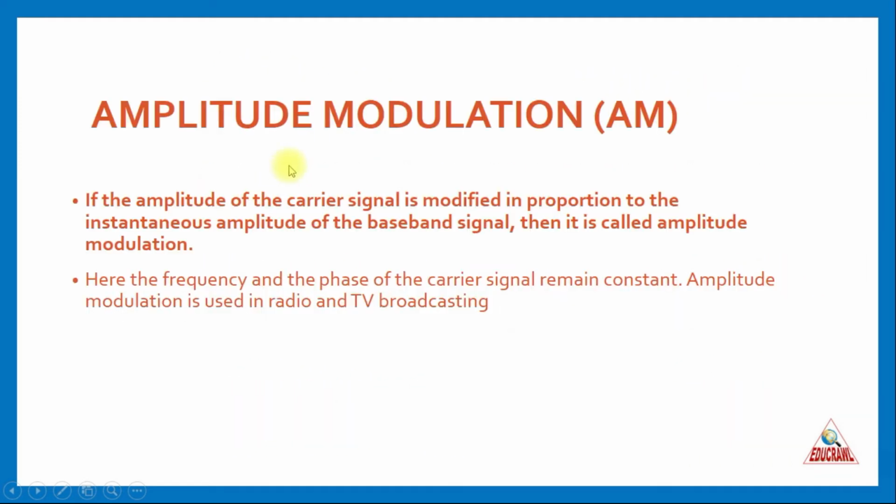Now we will see amplitude modulation, which is generally represented as AM. As per the definition, if the amplitude of the carrier signal is modified in proportion to the instantaneous amplitude of the baseband signal, it is called amplitude modulation. When the amplitude is modified, the other two, phase and frequency of the carrier signal, remain constant. Amplitude modulation is used in radio and TV broadcasting.